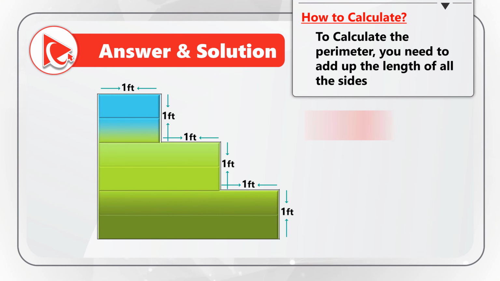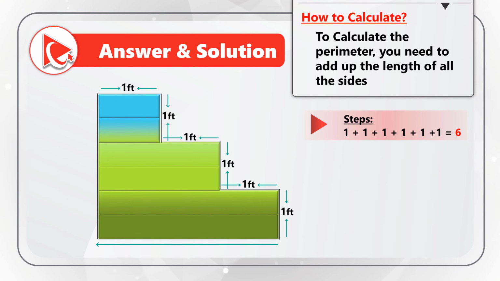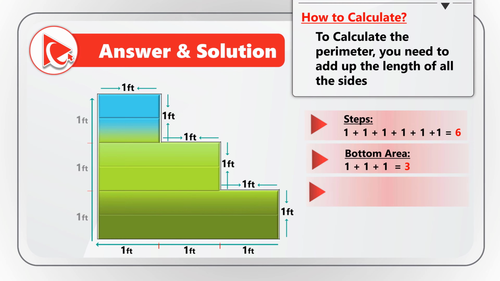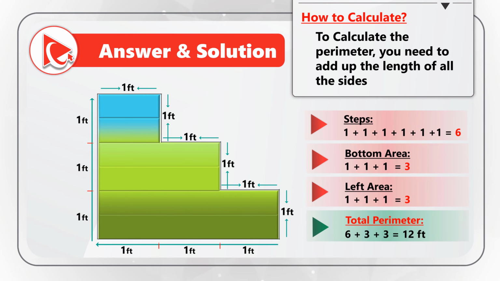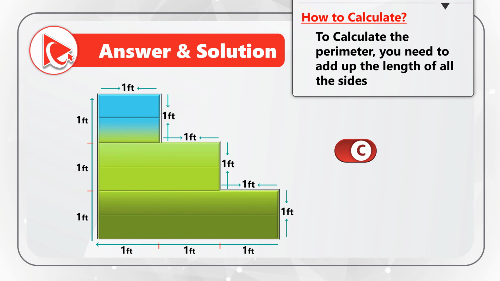So the steps would be calculated as 1 foot plus 1 foot, plus 1 foot plus 1 foot, and then you do it 6 times because it has 6 sides, which means that the perimeter of all the steps would be 6 feet. The bottom side, based on the measurements, would be 3 feet, and the left side would be 3 feet as well. So the total perimeter would be 6 feet for the steps, then 3 for the bottom, and we also need to add 3 feet for the left side, which would total to 12 feet. So the correct answer here is choice C, 12 feet.